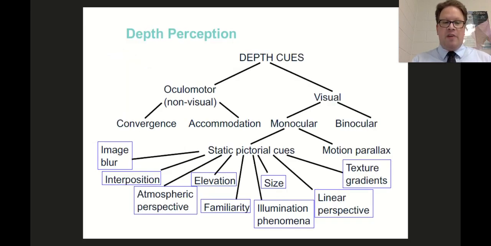Now, information about depth that relies on the input of just one eye is known as monocular cues, which include relative size, interposition, atmospheric perspective, shading and lighting, and motion parallax.